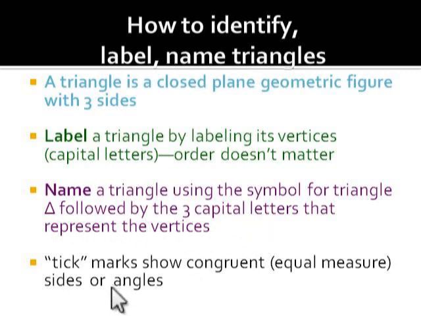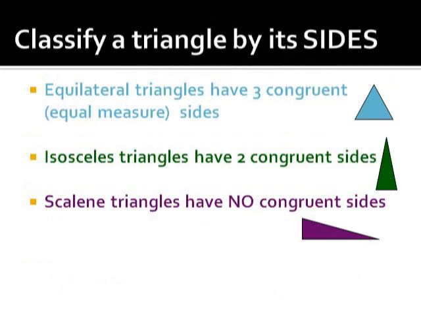We also use something called tick marks to show congruence. Congruence means they're equal. So if, for example, you have the same tick marks on 2 sides, they're trying to tell you that those 2 sides are the same length. Or if they have tick marks for angles, 2 angles, those 2 angles are the same size, the same measurement. I'll show you what those look like in just a moment.